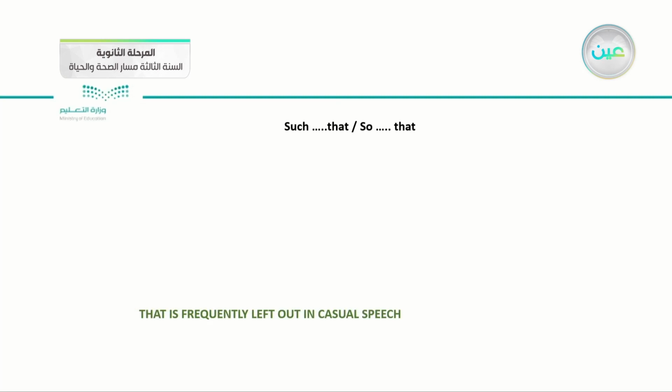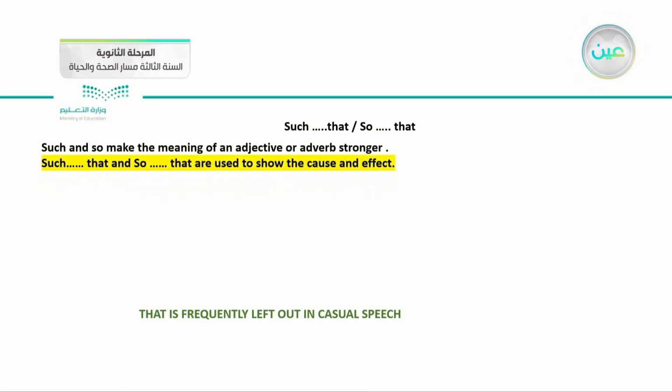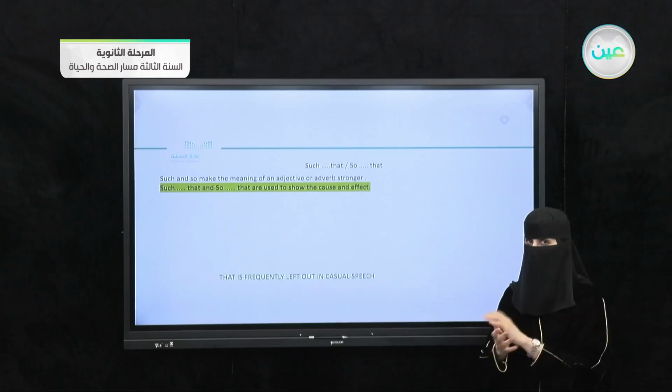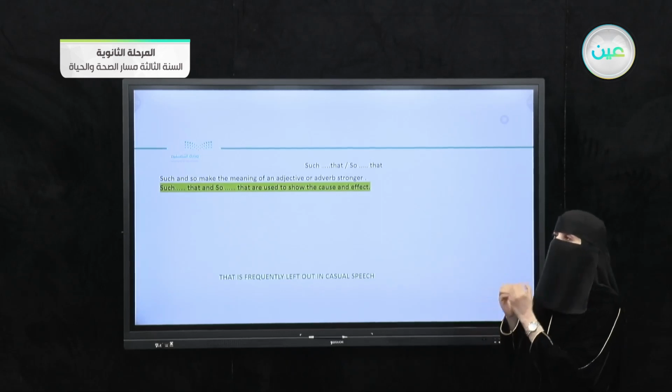The second part we will be talking about is "such that" or "so that." What do you think "such that" or "so that" is, and how can we use it? Such and so make the meaning of an adjective or adverb stronger. So if I want to use "so" individually or "such" individually, it means that I make the adjective inside the sentence stronger, okay? But I want to apply it in the past. How can I apply it?